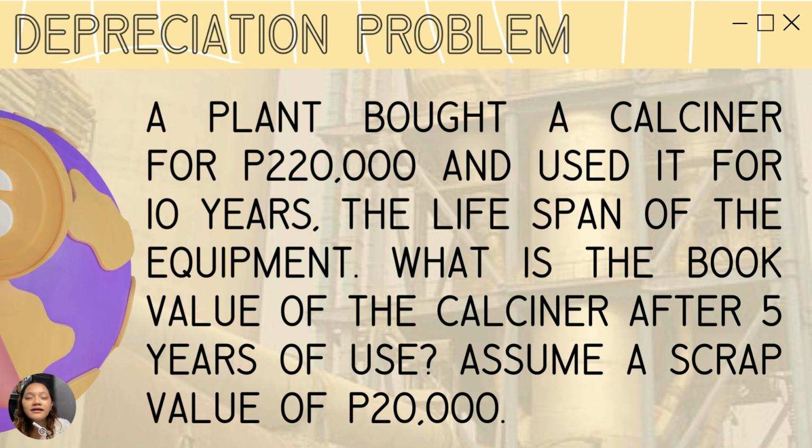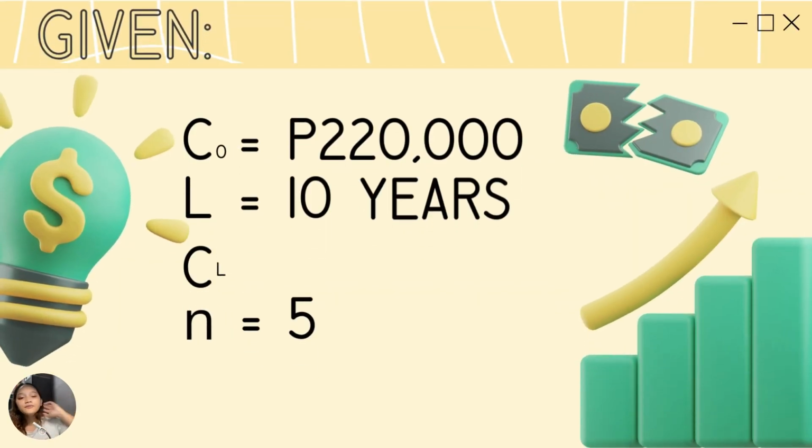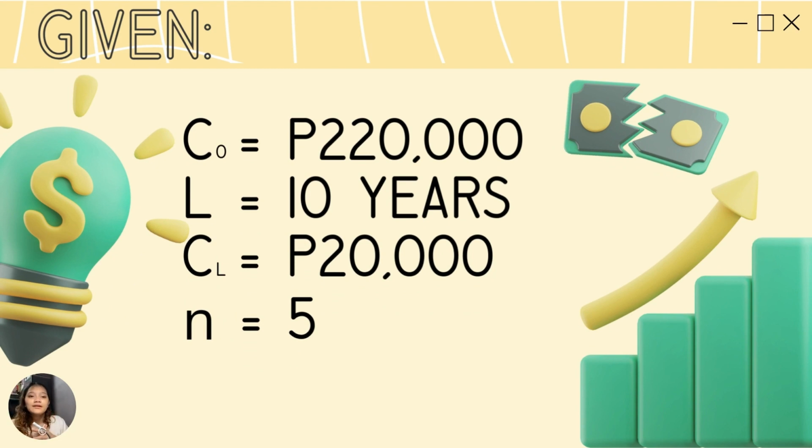And the calciner is the one in the background, a type of plant like a cement plant. It bought a calciner just like in the picture behind. And we will now analyze its given values.